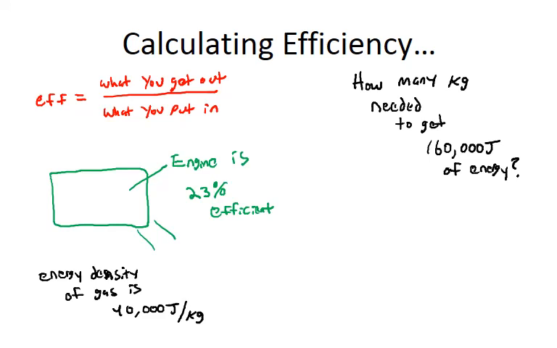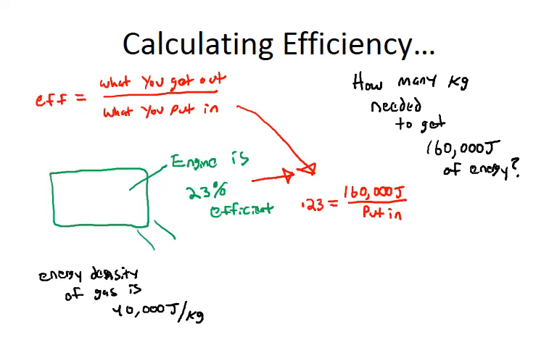Now, we know that if it was 100% efficient, all we would need is just 4 kilograms, because that would be 4 times 40,000, and we would get it out. But this is going to need a lot more kilograms of gas to make that happen, because the efficiency is only 23%. So go ahead and pause the clip and give this a try, and when you're ready to check, you can hit play to continue.